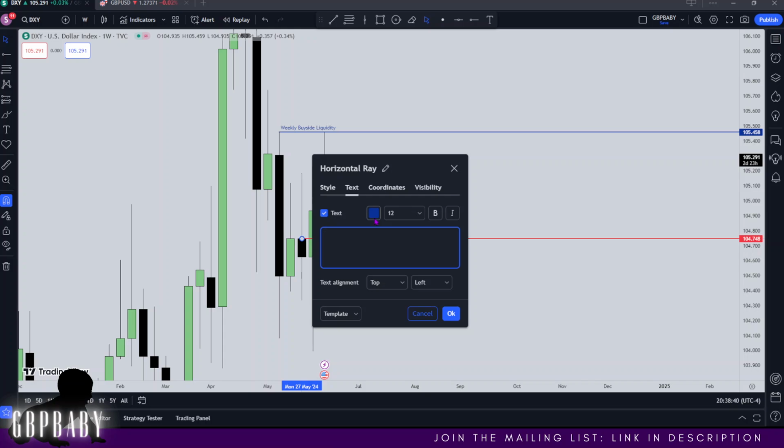So let's just get this marked out though. We've got a weekly bullish order block like so. Move that to the right, and then we'll keep this red like so.